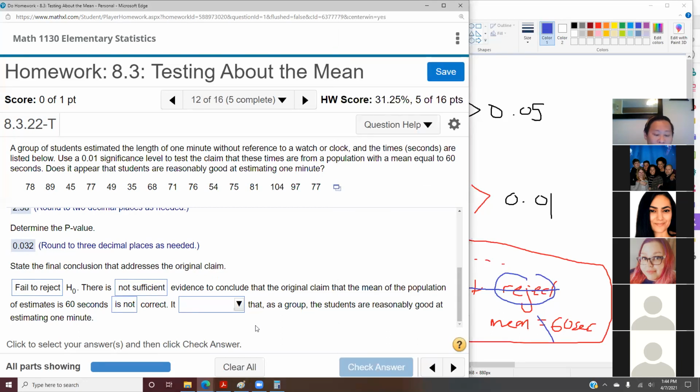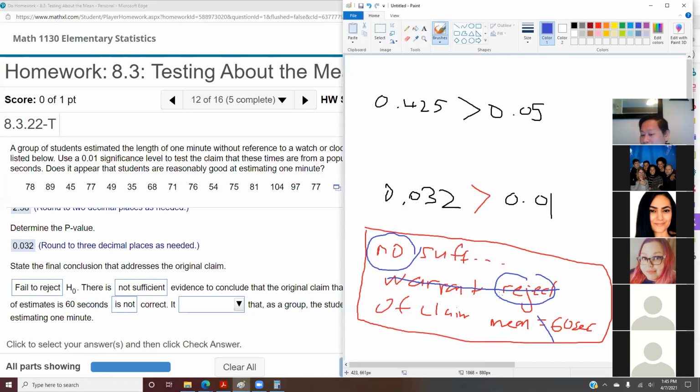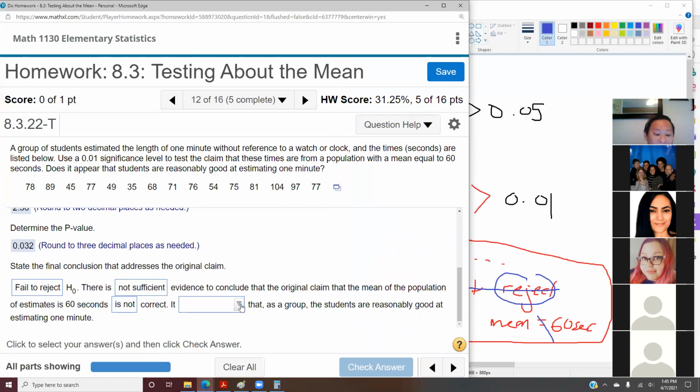That's why, sometimes when I do your homework, I say I don't like it. When you have the word not and the word rejection, do you support the claim or do you not support the claim? Yes, we are supporting the claim in this case, because of the two negative words. That means it's 16 seconds. So it appears that as a group, the students are really good at estimating 1 minute. In this case, they are supporting your claim.